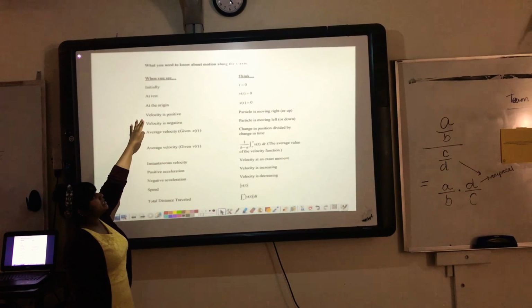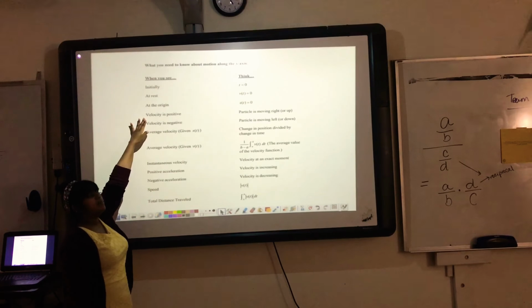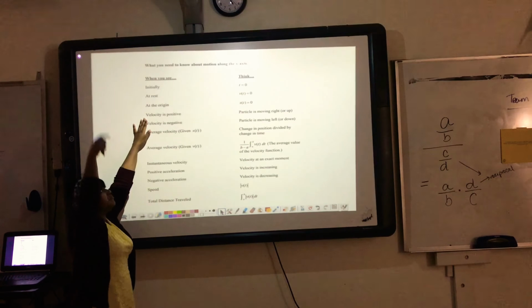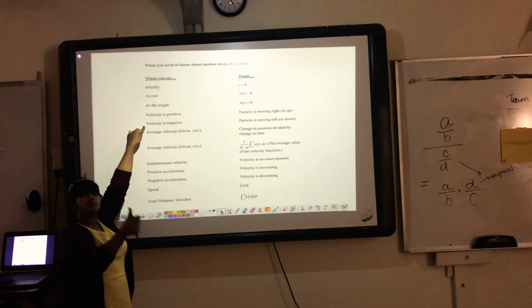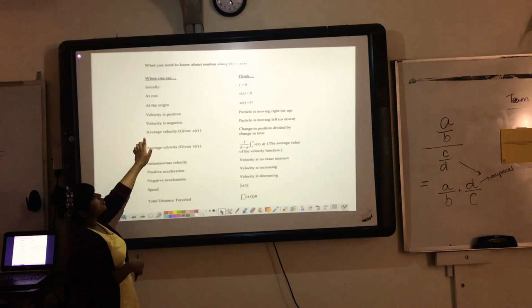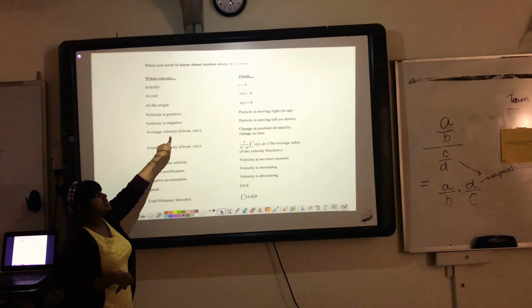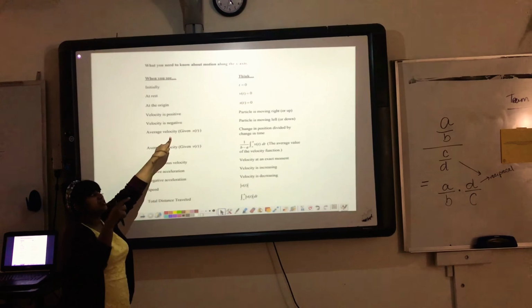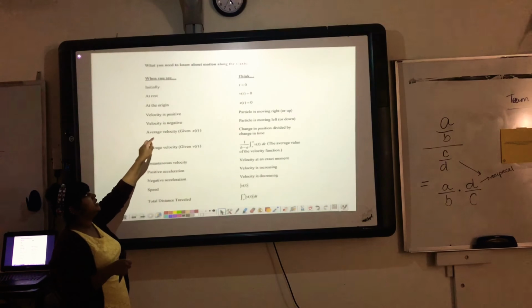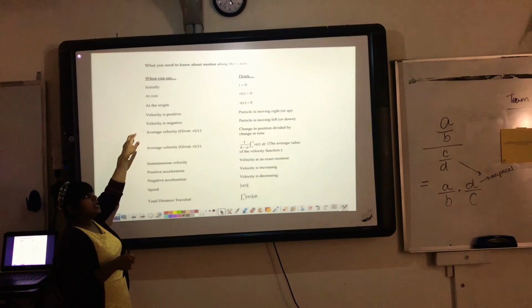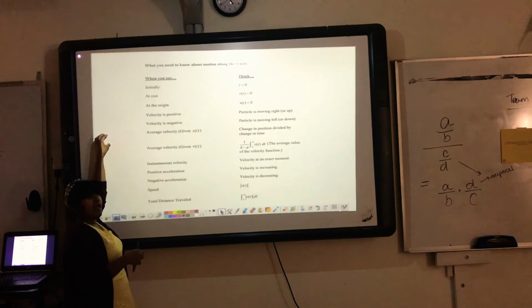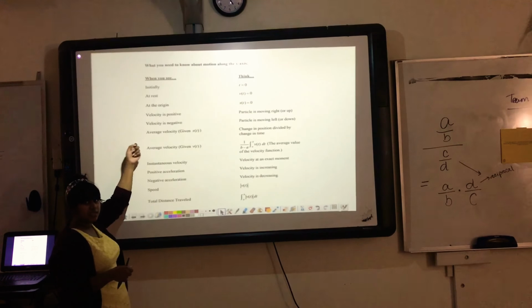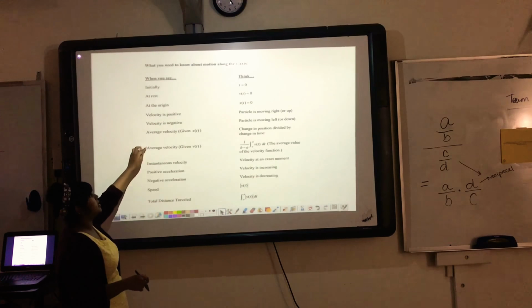When they say velocity is positive, that means your particle is moving to the right or up. When your velocity is negative, your particle is moving to the left or down. When you're looking for average velocity, this is the change in position divided by the change in time, like position minus position all over time minus time. So x of b minus x of a all over b minus a is what you're talking about.